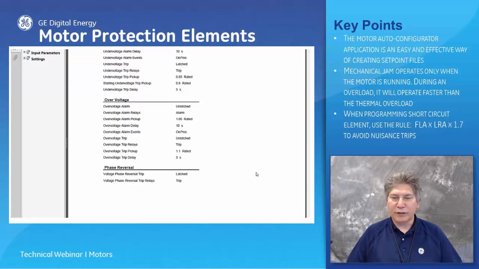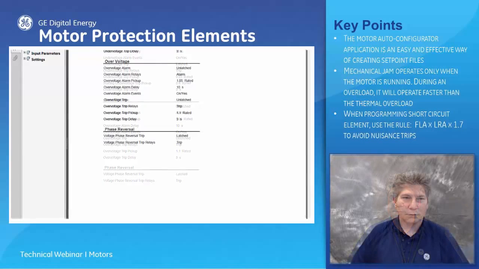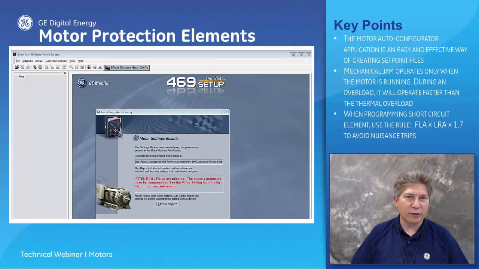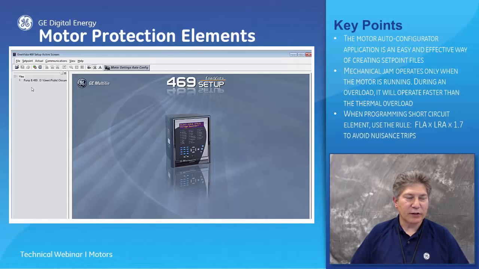This concludes the protection elements portion of the motor webinar. Once you finish reviewing this, you can now close this file, and it'll bring you back to this main screen. You select finish, and now the settings file has been dropped into the offline window.